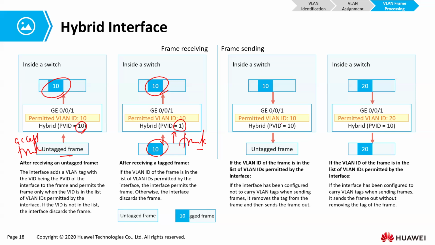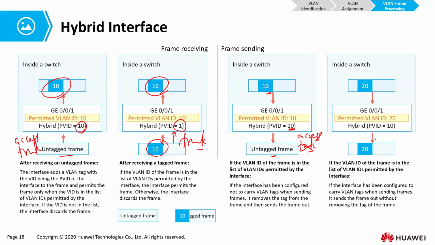Right, then here, from inside the switch, the tagged frame with my ID leaves untagged. An access port does this. What about a trunk? Yes, a trunk does this as well. I'm not so sure about a trunk doing this, but I think this is an access. Definitely an access interface does this.